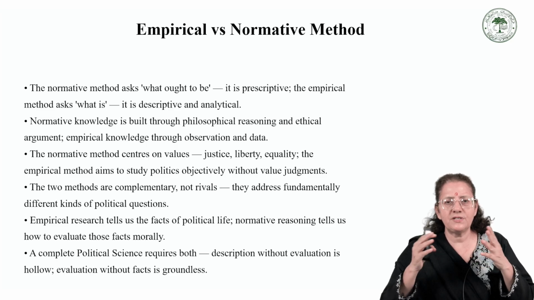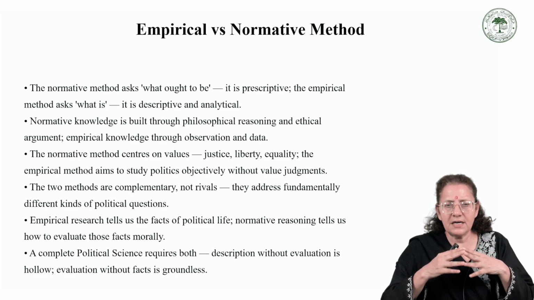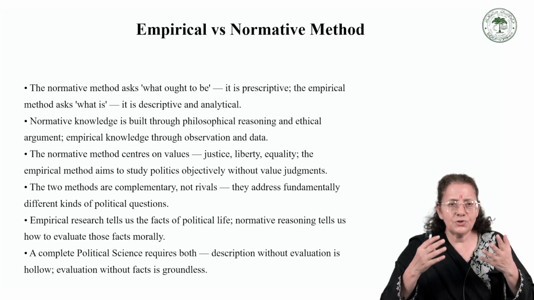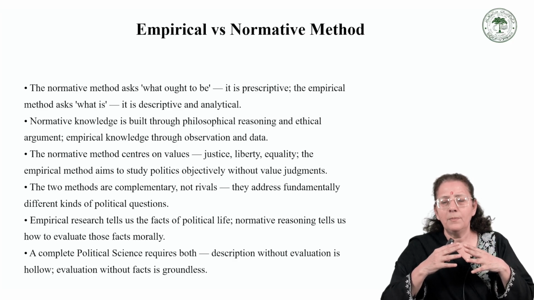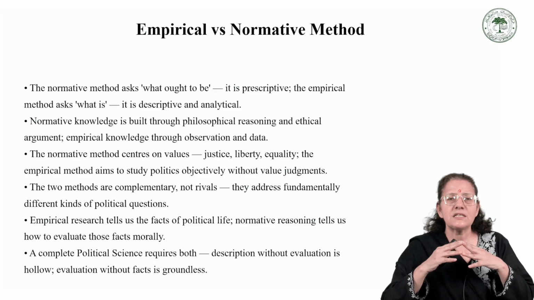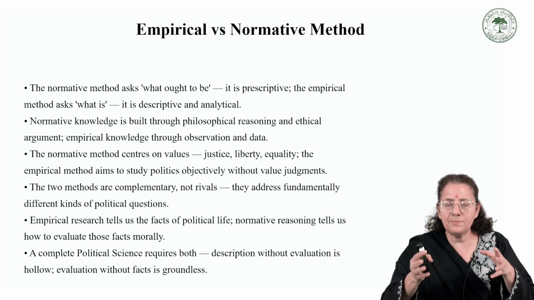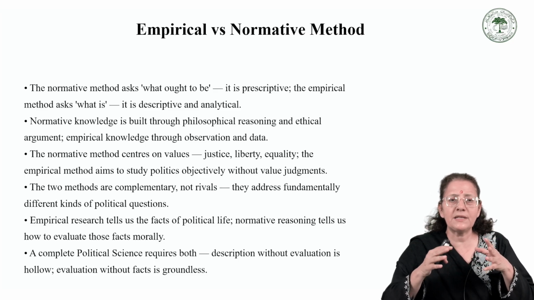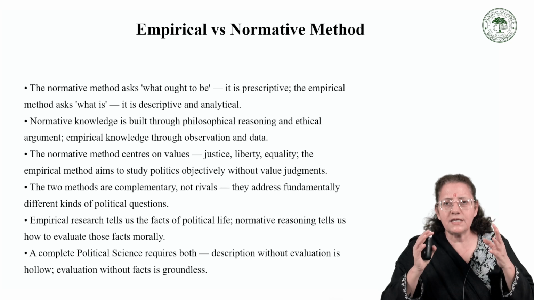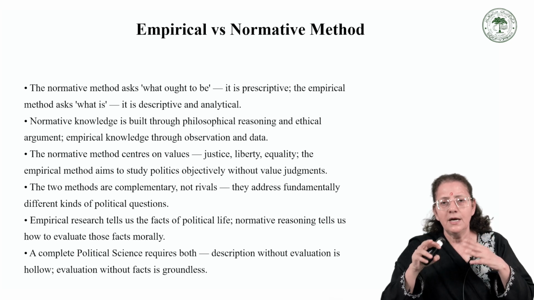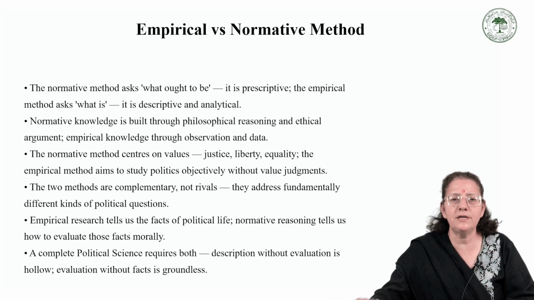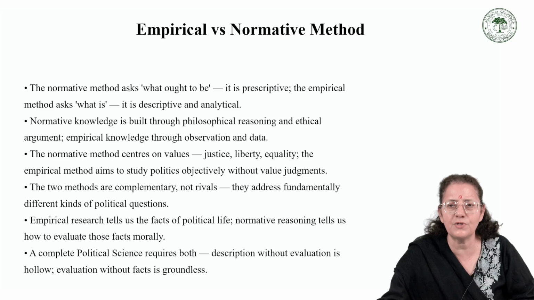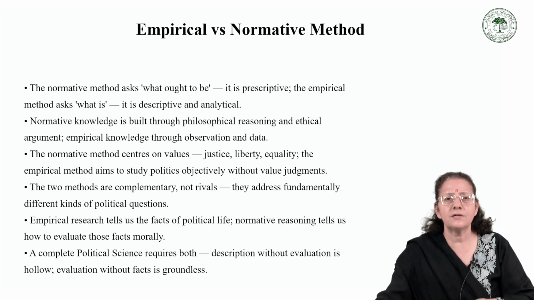At this point, we have studied the empirical in great depth. Now, let us see the most fundamental difference between the two: their orientation. The normative method asks what ought to be. It is prescriptive and evaluative. The empirical method asks what is. It is descriptive and analytical. These different orientations lead to entirely different research questions, methods, and standards of evidence.